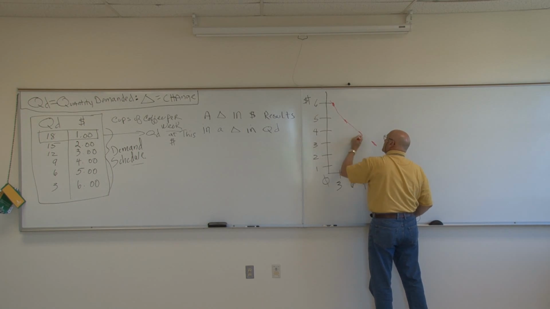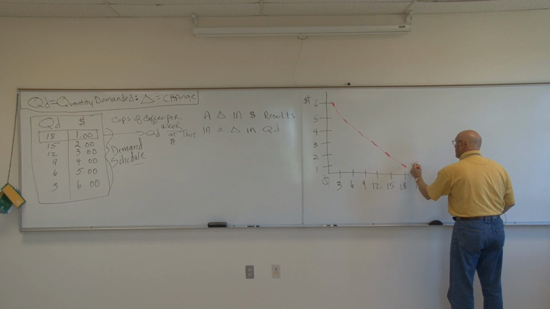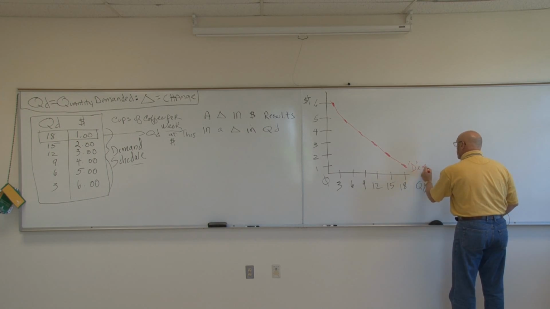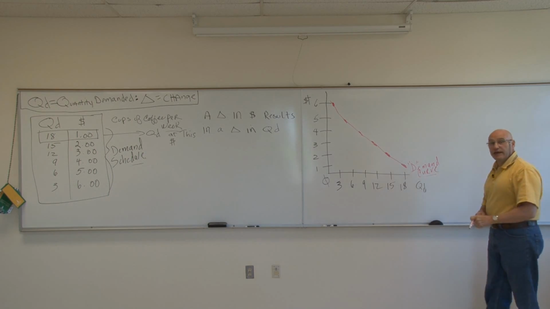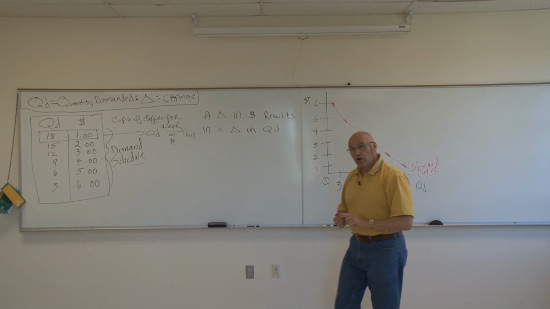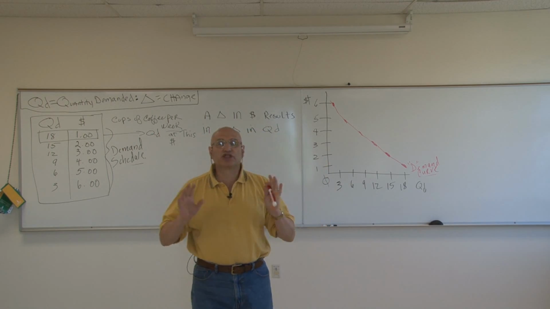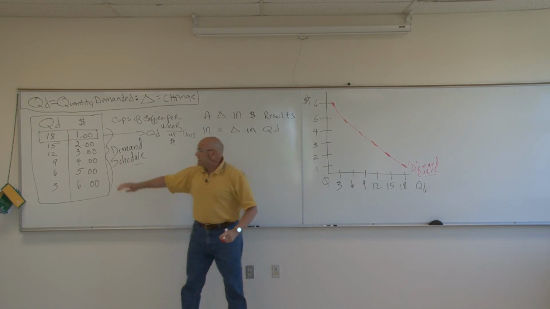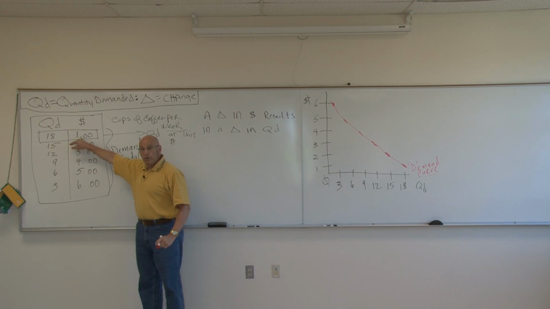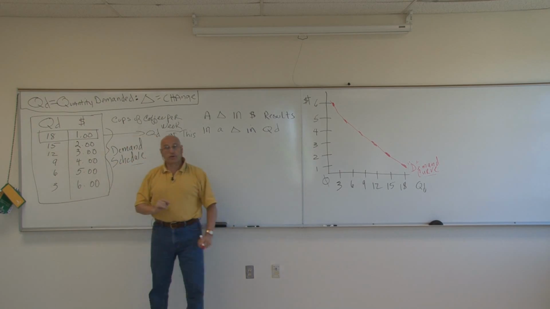And if I simply connect these points, I have a picture of my demand schedule, and we call this my demand curve. The demand curve is nothing more than a picture. That's all it is. It is just a picture of my demand schedule that tells me the amount of a product that I will purchase at each price in a series of prices.